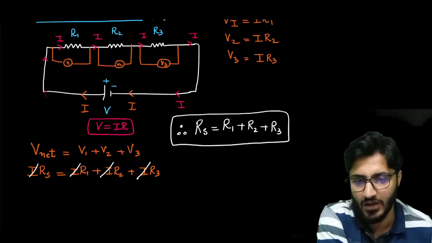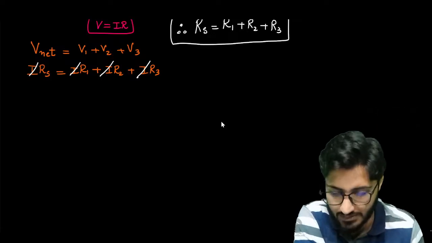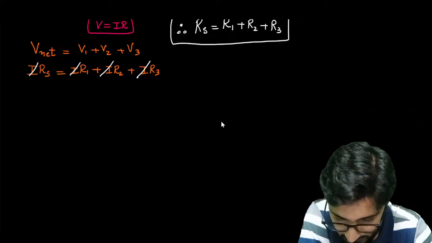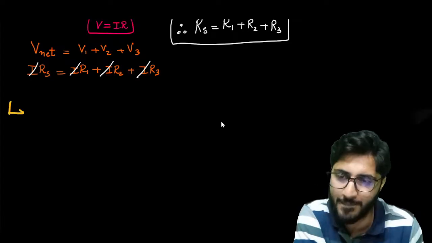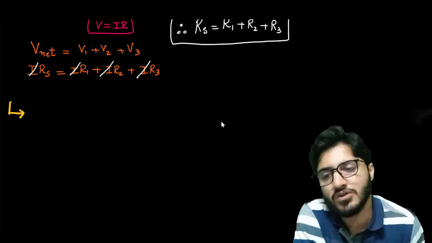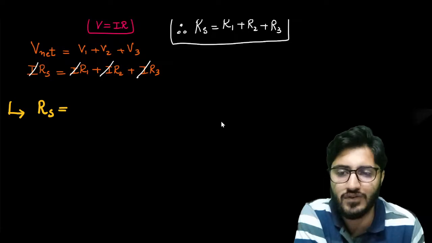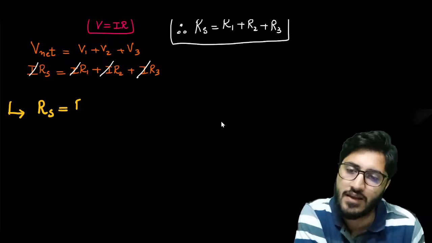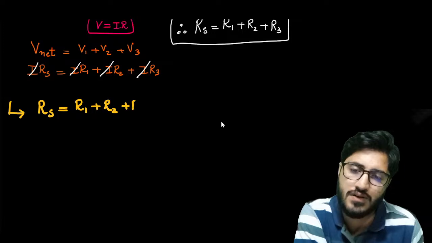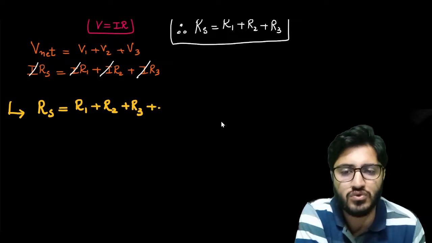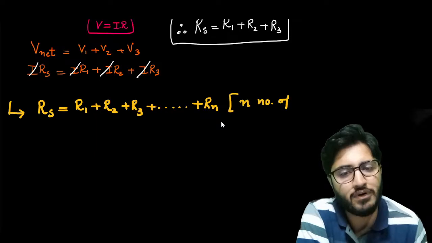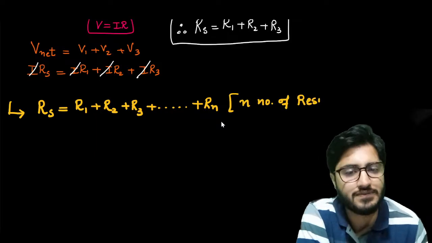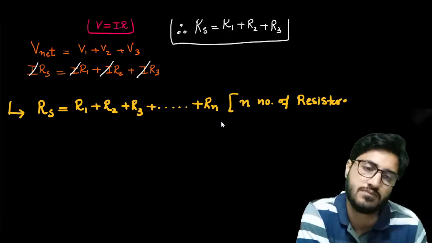Now look here. In series combination, we know one thing: resistance in series is equal to R1 plus R2 plus R3 up to Rn, if we are having n number of resistors. Done?